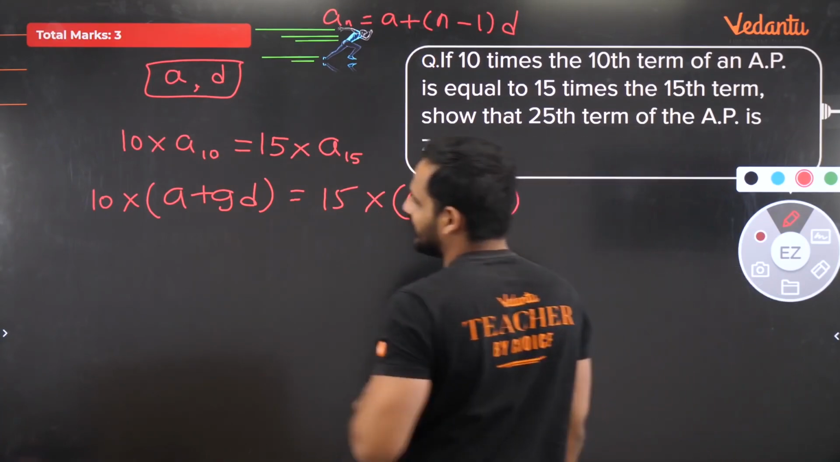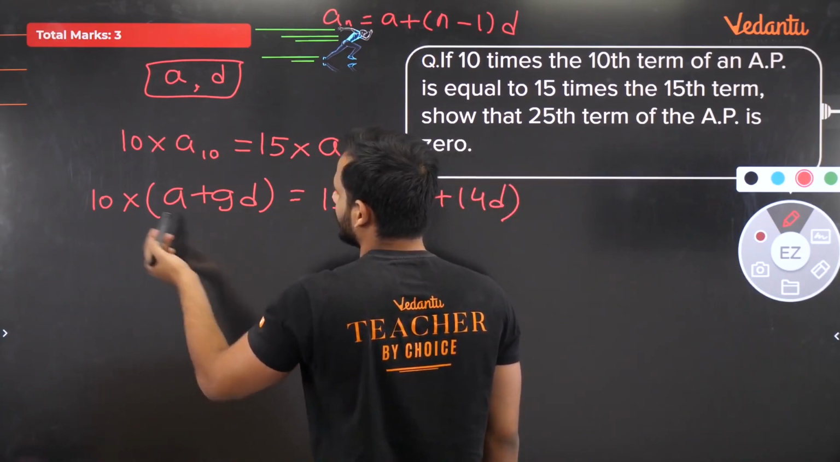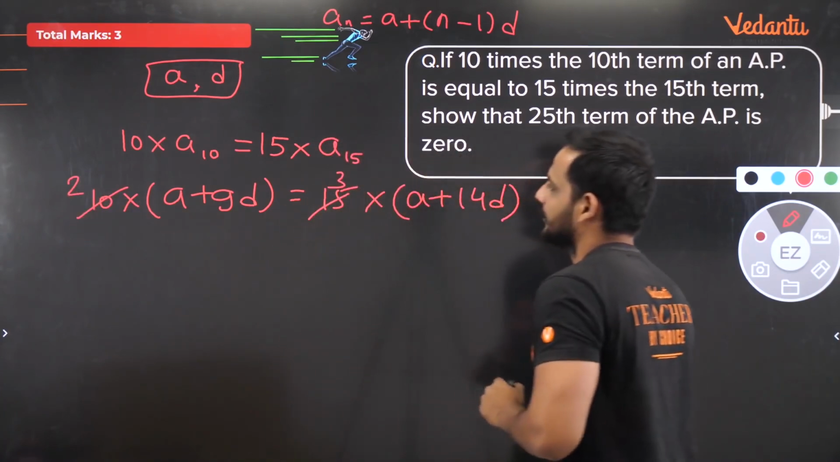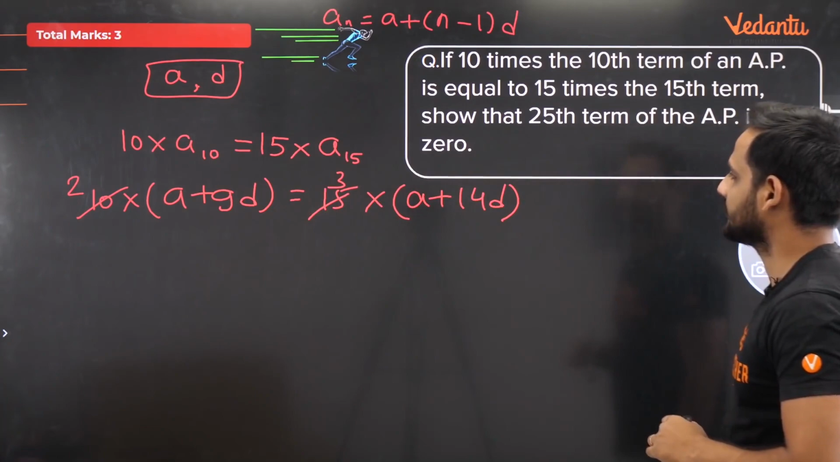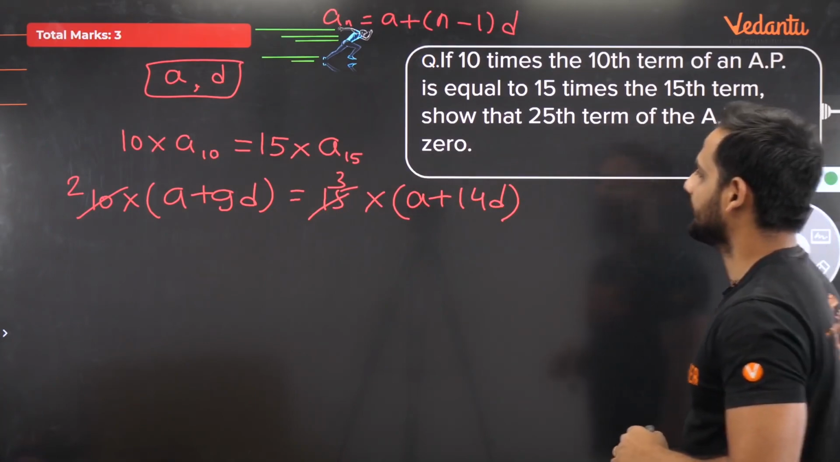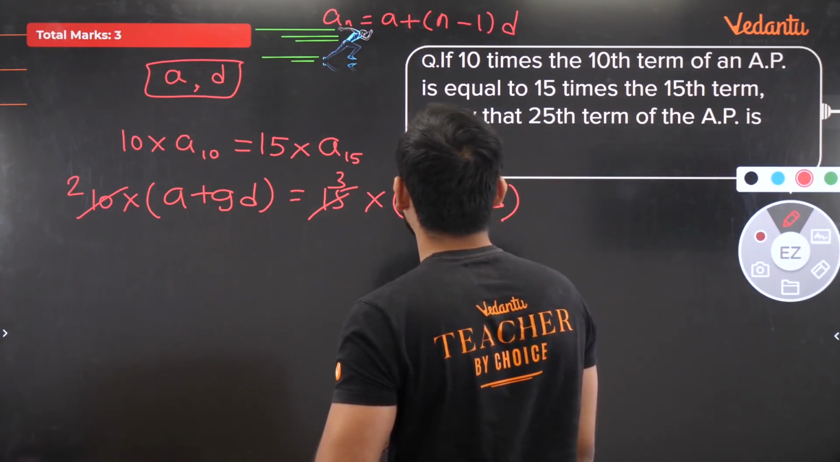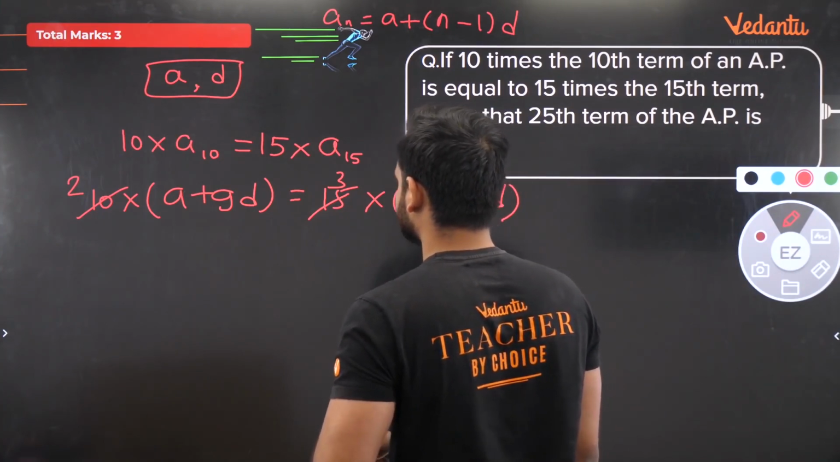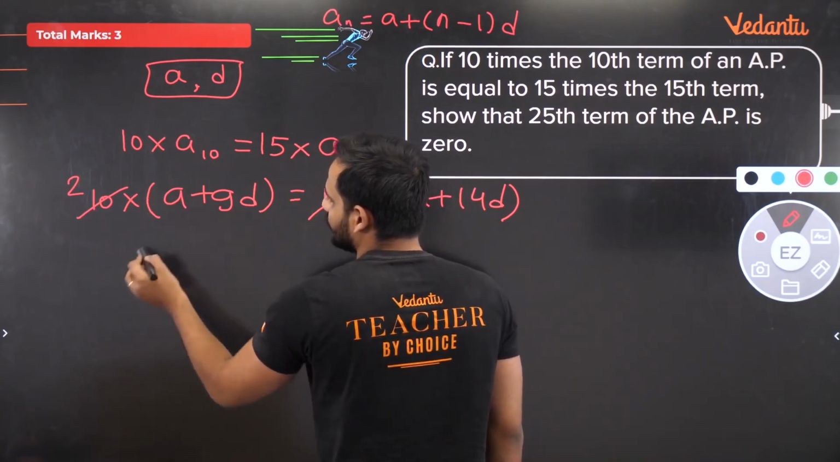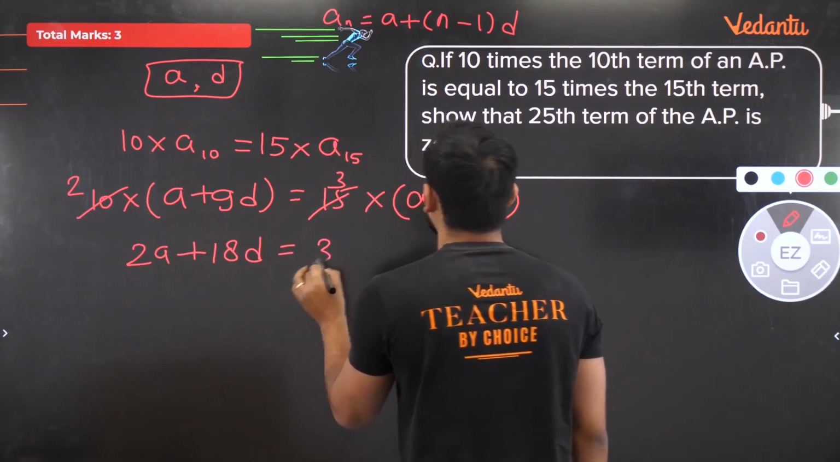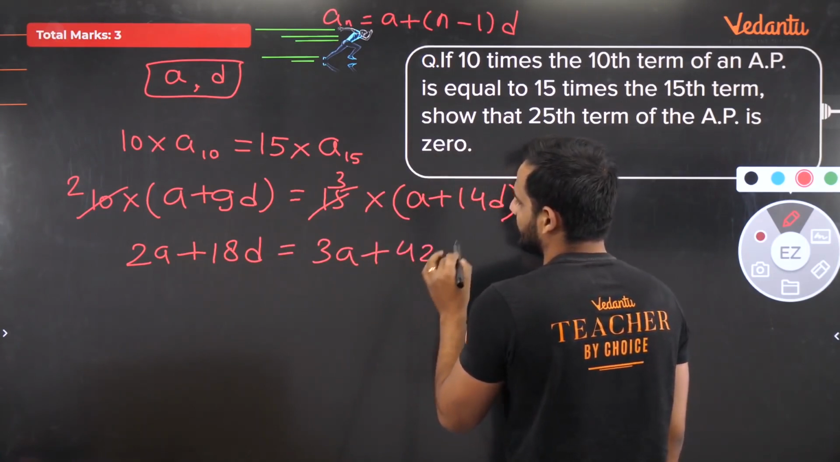Right? Let's do the multiplication here. So you can do the simplification here. This is 5 times 2a, this is 5 times 3a. Okay, you can do the multiplication here. 5 twos are, 5 threes are. Will it help? It will help. So you can say 2a plus 18d is equal to 3a plus 42d.